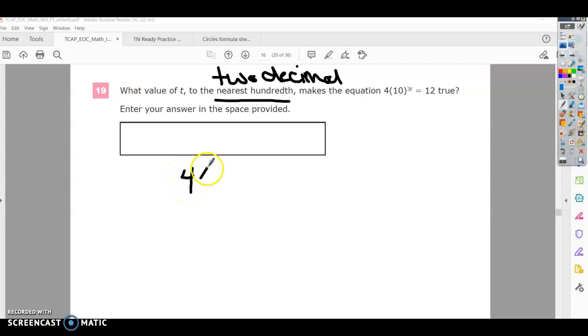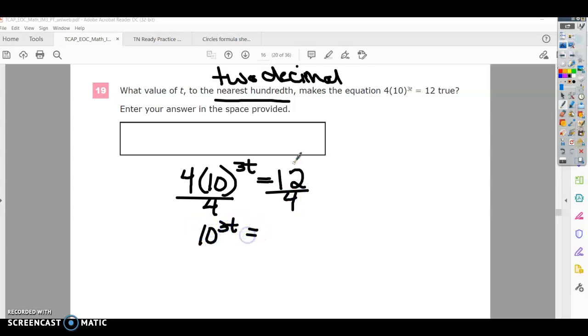So 4 times 10 to the 3t power equals 12. So I'm trying to isolate t, so let's first divide by 4. Twelve divided by 4 is 3. And now we need to rewrite this.